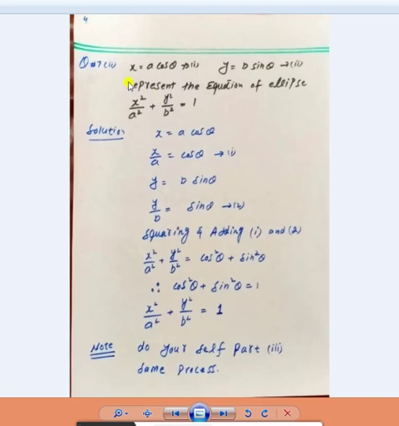Next, the second part of this question: x equals a cos theta, y equals b sin theta represent the equation of an ellipse. The standard equation of the ellipse is x squared by a squared plus y squared by b squared equals 1. So x equals a cos theta, a will be divided here, x by a equals cos theta, that is equation 1. y equals b sin theta, b divided here, y by b equals sin theta.